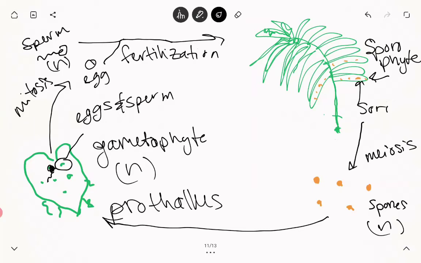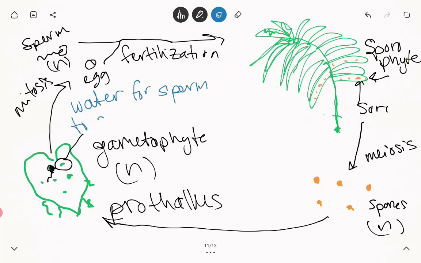But the important thing to know is that we don't have any seeds here. We're talking about seedless vascular plants. There are no seeds here. And in these ferns, same thing as mosses, the sperm have to swim to the egg. So they require a lot of water. These species require water for the sperm to swim to the egg.